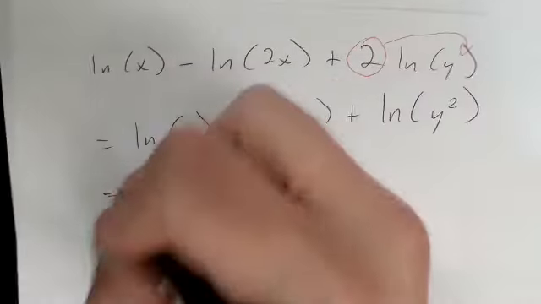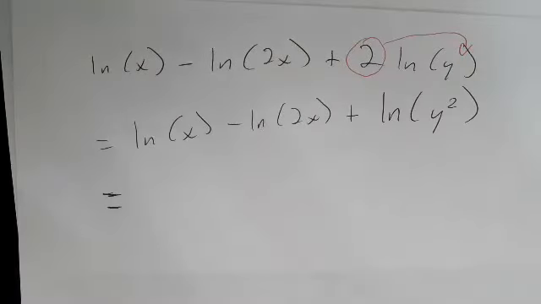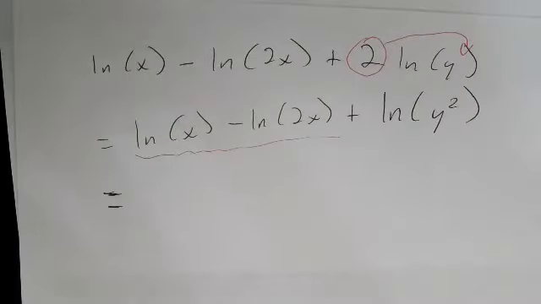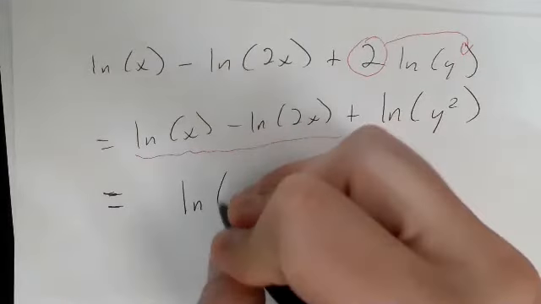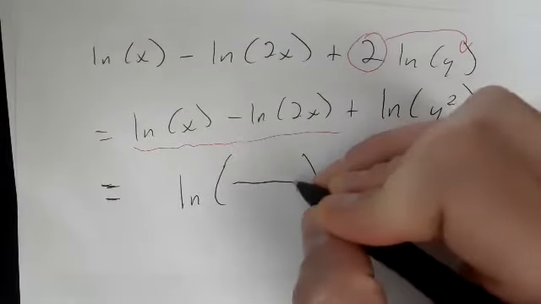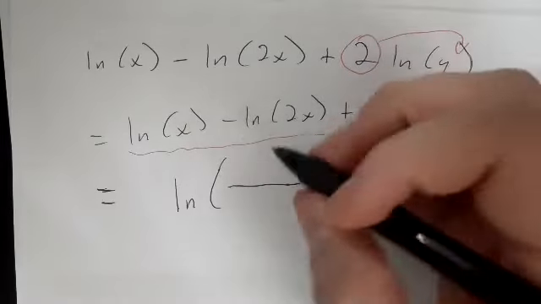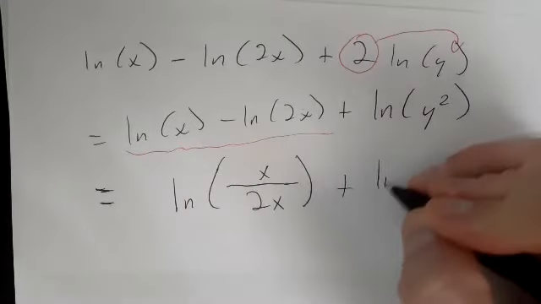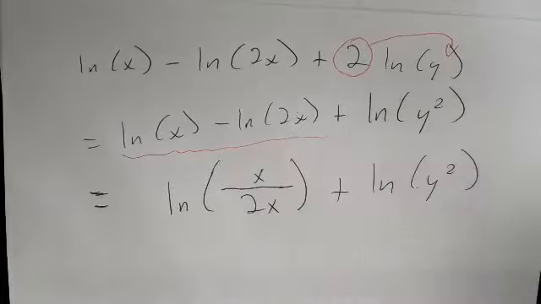And again, maybe you don't see it right off the bat. Maybe you combine these before you do that. There are different orders that you can do these things in, right? Okay, so now I want to just focus on these two things. If I want to combine these two things into a single log, and I'm subtracting on the outside, in order to combine on the inside I'm going to have to do some division. So what I'm dividing is x by 2x. And then I have to add ln y squared.